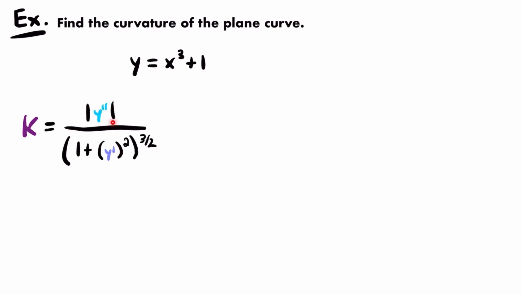We just have to take the first and second derivatives of this equation for y. So for the first derivative, y prime, that will be equal to 3x squared. We're just using the power rule for derivatives here. And then, of course, the derivative of 1 is 0. And then the second derivative, y double prime, is equal to 6x. We're just using the power rule for derivatives again. 2 times 3 is 6. Subtract 1 from the exponent, and you have x to the first power.